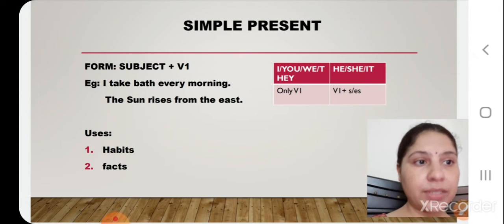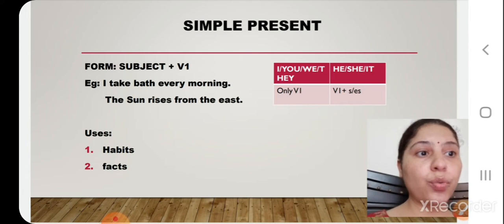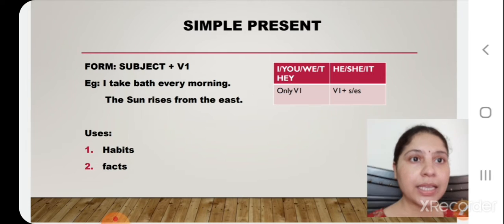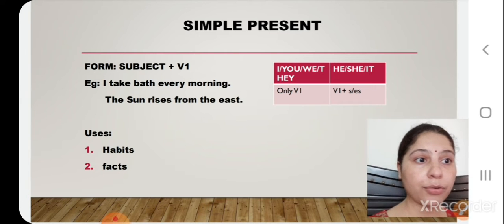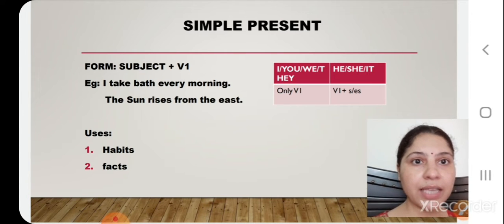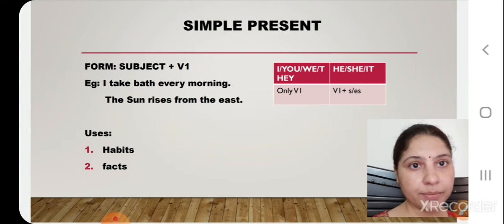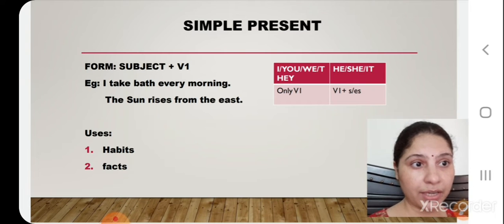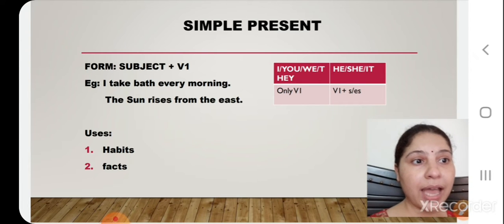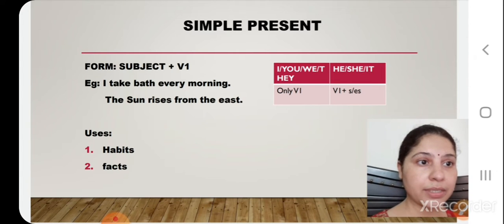Now, where do we use simple present tense? In what situations should we use simple present tense? So, simple present tense is used to refer to our habits, our routines. Like in the first sentence, I take bath every morning. So, it is a habit with me that I take bath every morning. I take tea daily. I go for a walk in the evening. So these are some of the habits, these are our routines that we reflect through simple present tense.